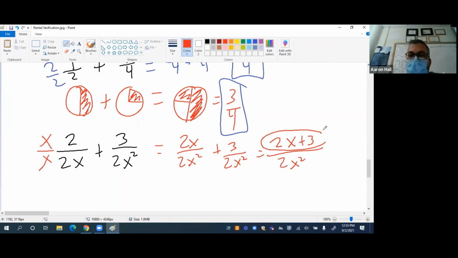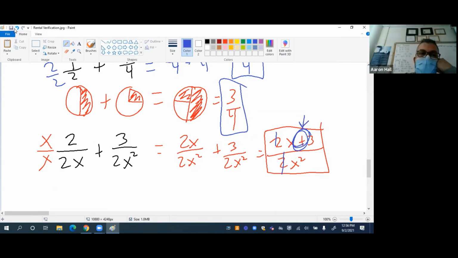Those are not like terms, right? So we can't really combine those. And there you go. Okay, we're good. Why can't I just eliminate these two? Because of adding. I know that's so tempting for students, but because of this adding, we cannot eliminate. 2 is not a factor of the whole numerator. It's a factor of this expression, but not of the whole numerator.